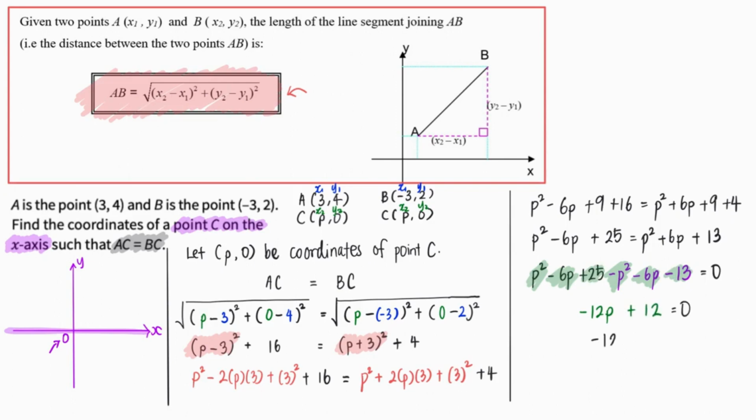I will have negative 12P equals to, going to minus 12 on both sides, so that I will have negative 12 here. And finally, the final answer for P would involve me dividing by negative 12 on both sides, so that I will get the value of P equals to 1, and therefore the coordinates of C for this particular question, C will be 1, 0.